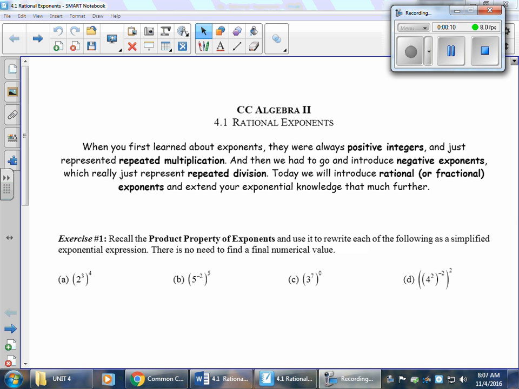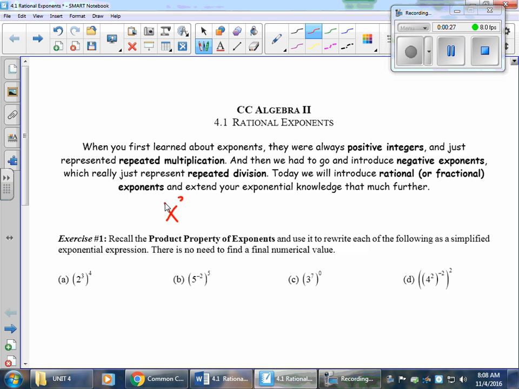A lot of the beginning of Chapter 4, Unit 4 is review from Algebra 1 and from exponents. So you first learned about exponents. They were always positive integers and just represented repeated multiplication. So for example, what do we mean by that? Like when you looked at x cubed, that meant x times x times x. Or if you had something like x squared to the third power, that just meant x squared times x squared times x squared.